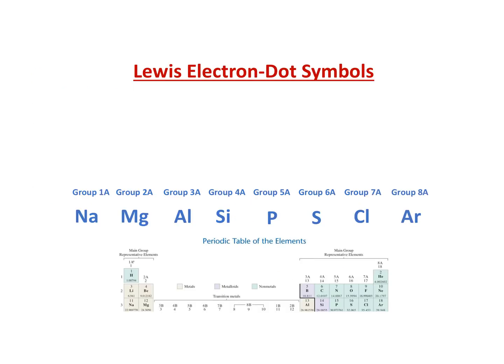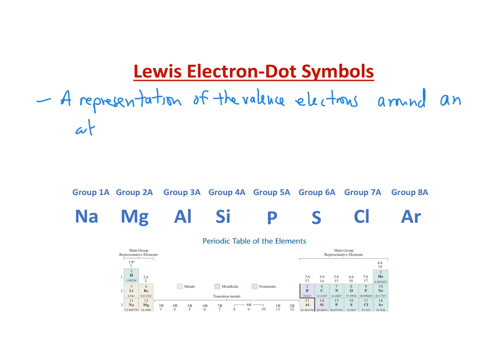So we need a better way to think of these representations of electrons, the electrons we're transferring during these ionic reactions. And that's where Lewis electron-dot symbols really help. Essentially, these symbols are just a representation of the valence electrons around an atom, where I'm going to represent each of these valence electrons as a single dot.